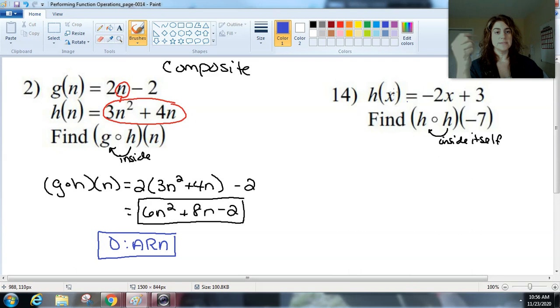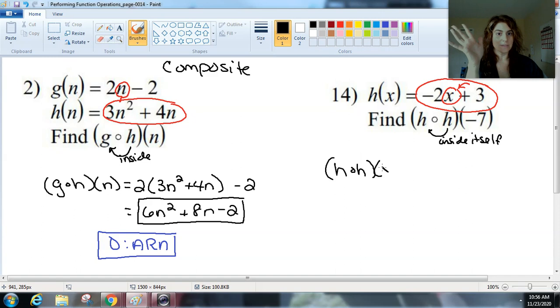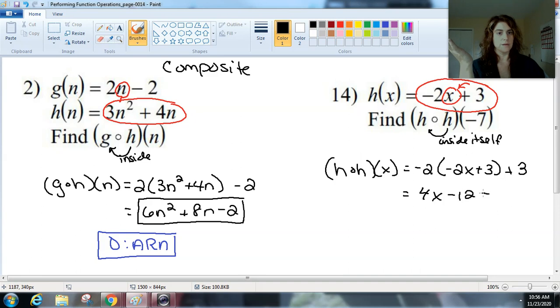Okay, and the last one is h inside h, and then with a -7 on the inside. So if I want to kind of show you, I'm taking this and then plugging it into here. Looks crazy, but it's not as bad as you look. And then we're going to deal with the -7 last. But if I do the letters first, so -2 of itself in where the x was, and then I distribute, combine like terms, I get this.